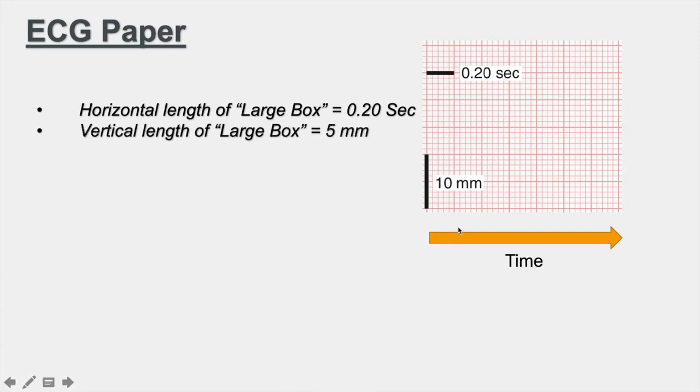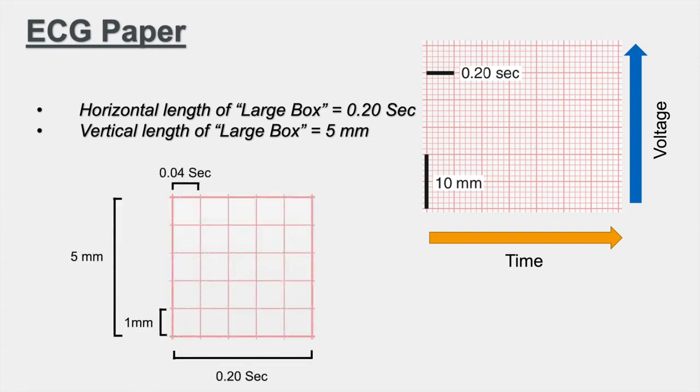With regards to the vertical height of each of these large boxes, that actually denotes 5 millimeters. So the vertical axis of ECG paper denotes voltage of the particular wave you're looking at. So again, very important to recognize the horizontal axis denotes time, the vertical axis denotes voltage.